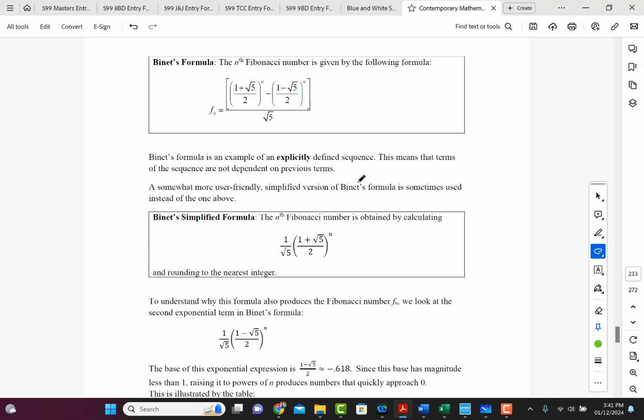A somewhat more user-friendly simplified version of Binet's formula is sometimes used instead of the one above, and that is given by this formula here. And so we take the quantity 1 divided by the square root of 5 times the quantity 1 plus the square root of 5 divided by 2 raised to the nth power. Okay? And then we just round to the nearest integer.